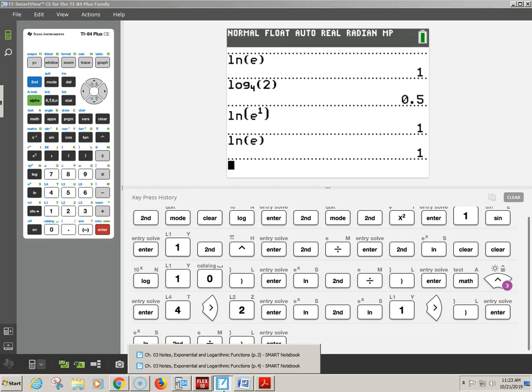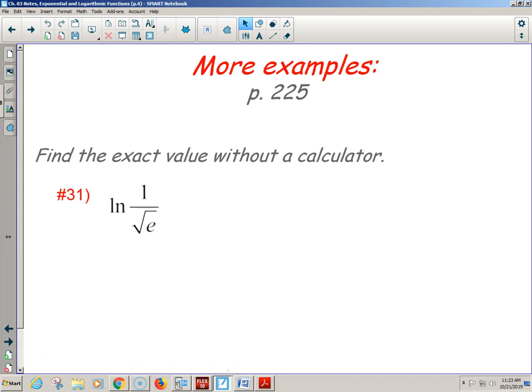But sorry, we could plug in this entire thing. Ln of e, square root of e. We can plug it into the calculator and go, go, go. So I can get back to the notes. But I said without a calculator.